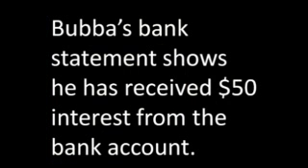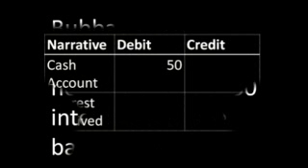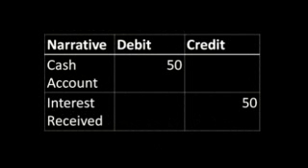Where monies have been deposited at a bank, interest will be earned. This also represents income for the business. The debit will be to a cash account since the asset of cash is increased. The credit will be to an interest received account, which is a revenue account.